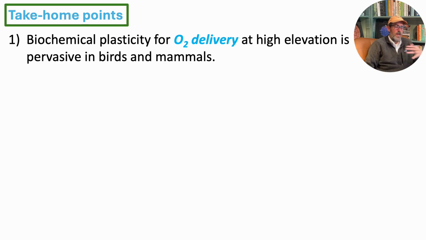I'm going to give you my take-home points now. Usually I do this much earlier, but I had to give some of the backstory of even different papers that build up to this paper. And now I'm going to give you what I think are 5 take-home points from this whole series of observations across all of these papers. First, biochemical plasticity for oxygen delivery at high elevation is pervasive in birds and mammals, and that's delivery. It's not P50 necessarily, but the delivery of oxygen.